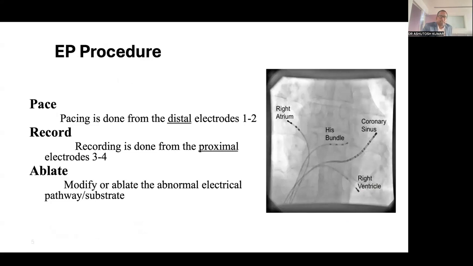Normally we put three catheters. Unlike an angiography, where we put in a hollow catheter, here it is not a hollow catheter. It is a catheter with some black points you can see. These catheters are called electrodes.